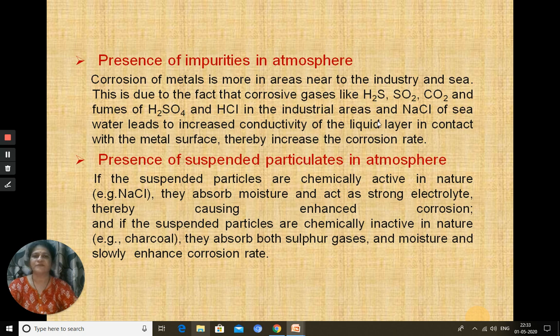The presence of suspended impurity is very important. Some industries, like thermal power plants and the cement industry, release a lot of particulate matter in the atmosphere and it remains in a suspended form in the atmosphere. Now, if the suspended particles are chemically active in nature, like sodium chloride, they absorb moisture and act as an electrolyte, thereby causing enhanced corrosion. And if the suspended particles are chemically inactive in nature, like charcoal, they absorb both sulfur gas and moisture and slowly enhance the corrosion rate. So these are also very important points.